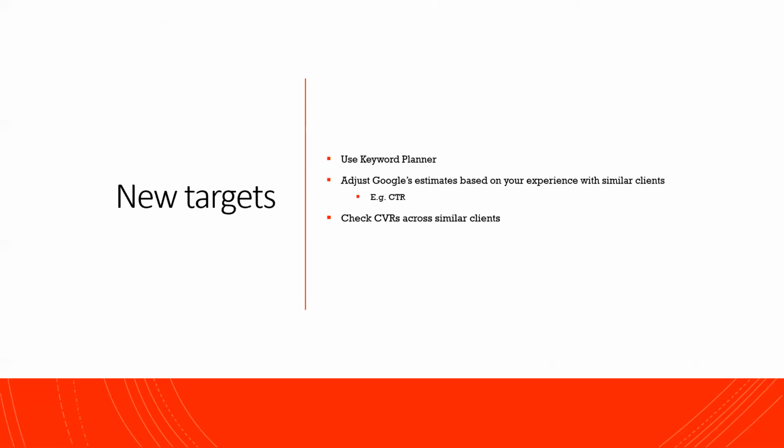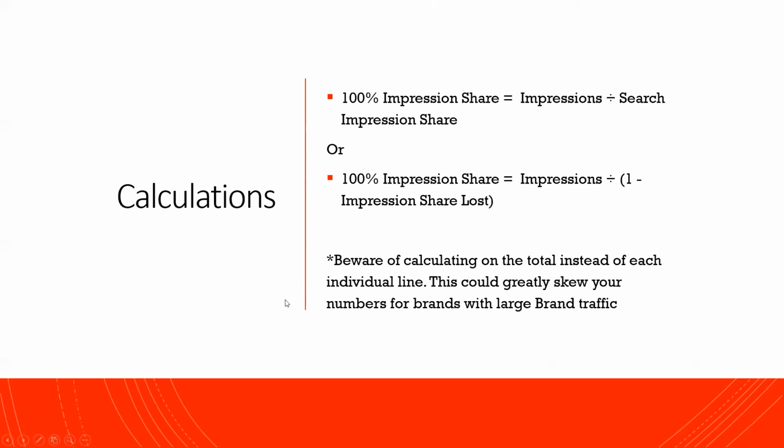And then, like we talked about, you want to leverage your other clients, your other accounts, and use those to forecast for brand new builds and brand new targeting. And then here's your calculations. We're going to go through an example, but to calculate for 100% impression share, this would be mostly for budget, you take your impressions and divide by the search impression share. So if you have 80% impression share and you want to get to 100, you divide your impressions by that 80%, and then it'll tell you what it would have been at 100% impression share.